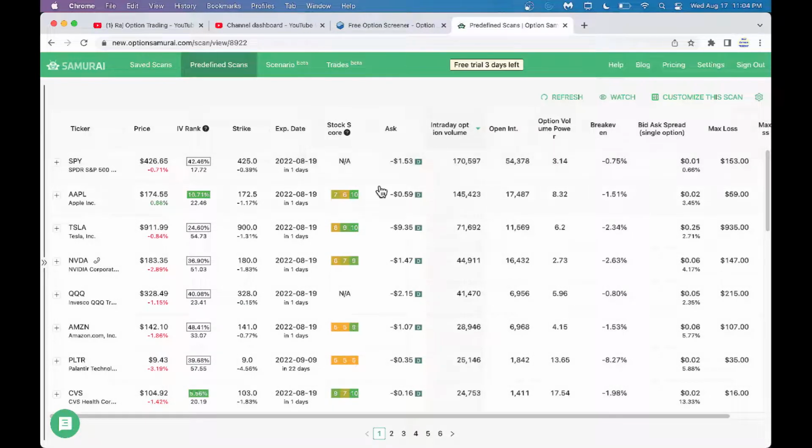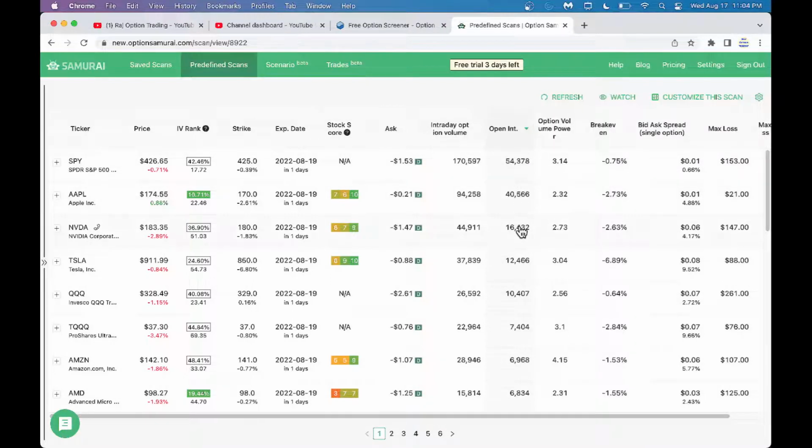SPY. Look, there is a nice and high intraday option volume here, and you could also sort on the open interest. That's my favorite way to sort. You could just click here. Look, from an open interest perspective, SPY has the highest open interest, and then Apple, and so on and so forth. You should be trading the options with nice and high open interest. That's the best way to make money and go from there.